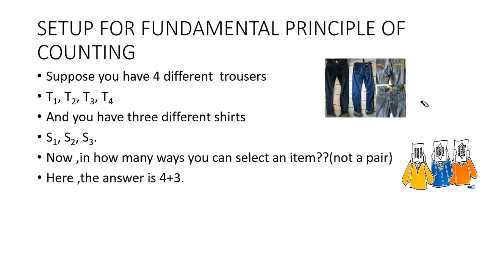You have 4 different trousers and 3 different colored shirts. In the previous problem we had to select a pair, but in this problem you have to select one item. In how many ways can you select one item? That is, I can select one trouser or one shirt. How many trousers do we have? On the whole we have 4 trousers. And how many shirts do we have? 3. So on the whole I have 4 different options plus 3 different options. So the total is going to be 7. So in 7 ways I can select one item from these 2.